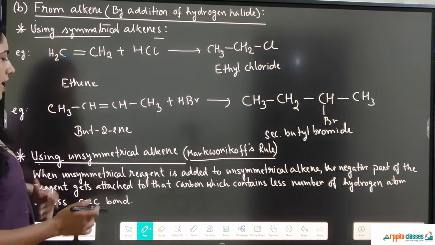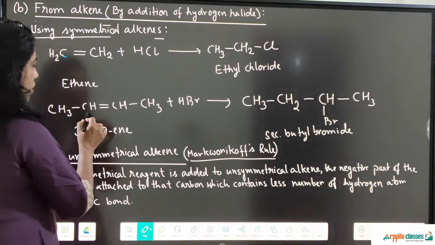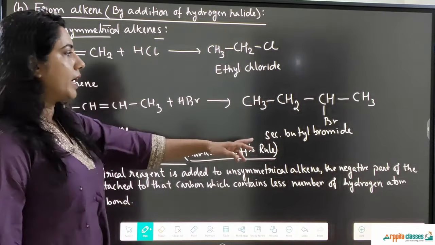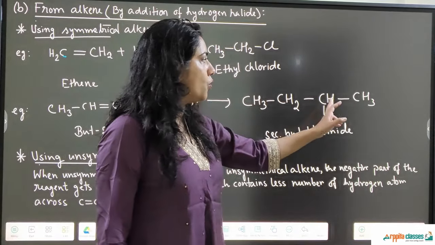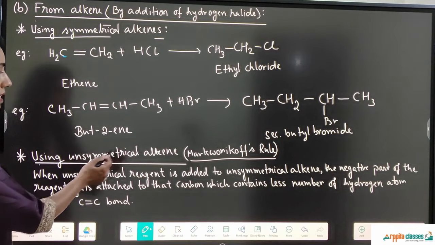For a symmetrical alkene like 2-butene, you are adding HBr. So one of the carbon is containing H and the other carbon is containing Br. So you are getting secondary butyl bromide or 2-bromobutane like this, okay? And now the next case is using unsymmetrical alkene.